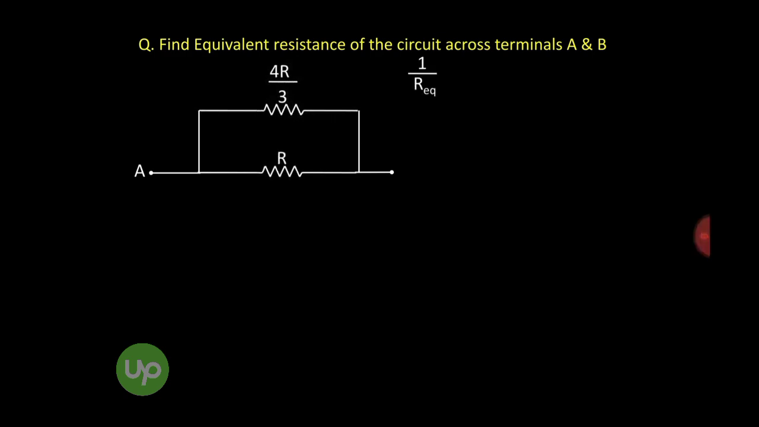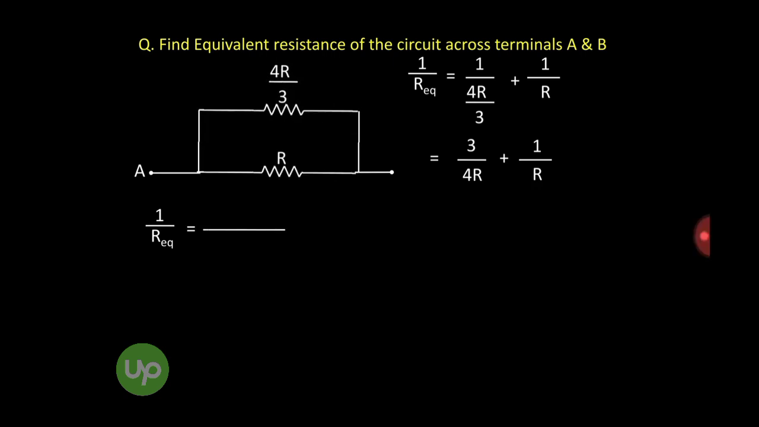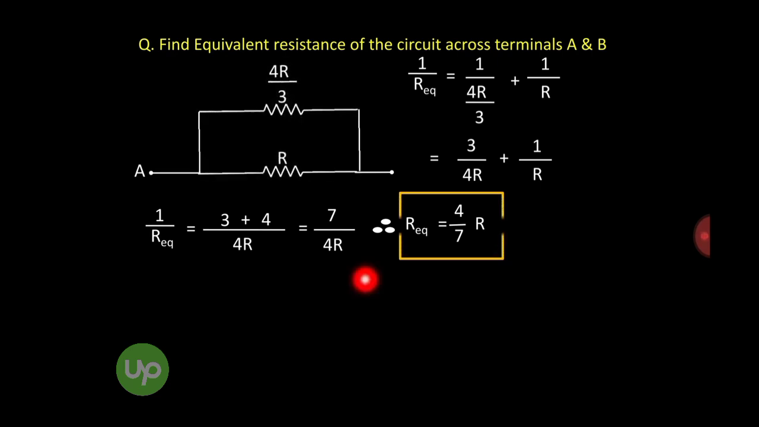So 1 upon Req will become 1 by 4R by 3 plus 1 upon R. So this is the parallel combination formula. After simplifying it, we get 3 upon 4R plus 1 by R. Then by taking LCM, which is 4R, it will become 3 plus 4. So finally it will become 7 upon 4R, and this is the value of 1 upon Req, and therefore Req will become 4R by 7. So we are getting 4R by 7 as the equivalent resistance of half of the portion of the given circuit.